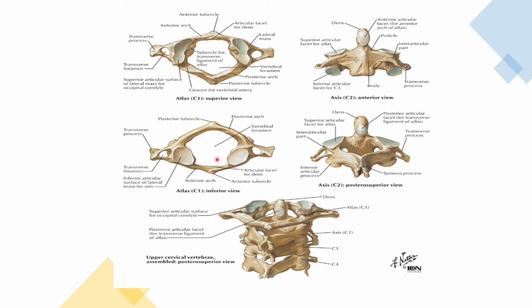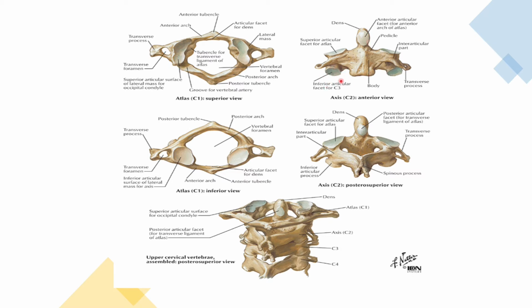And this is the inferior view showing the posterior arch, the posterior tubercle, anterior arch, anterior tubercle. And then on the right side of the screen is your C2 vertebra, which is your axis, with the special dens and the anterior articular facet to articulate with the posterior part of the anterior arch of the atlas.